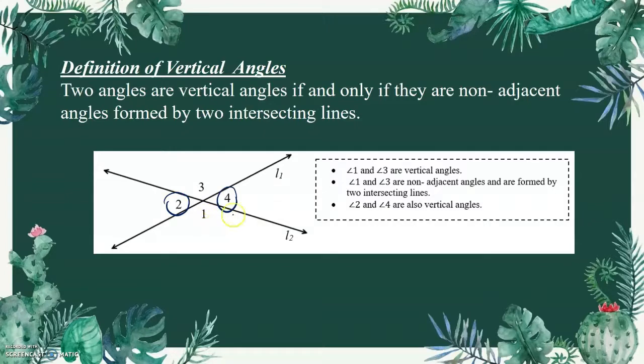Okay? But angle 2 and angle 3 are not vertical angles. Okay? They are adjacent angles. So you have to remember that vertical angles are angles that are located opposite of each other. So we have here angle 3 and angle 1. They are vertical angles. And of course, angle 2 and angle 4, they are also another pair of vertical angles.